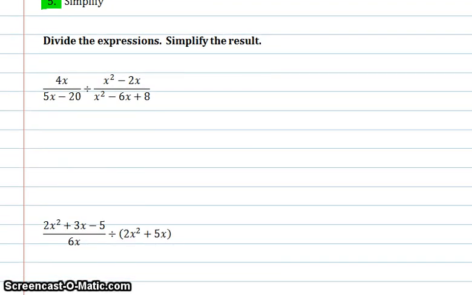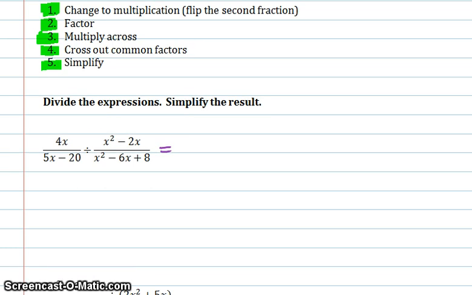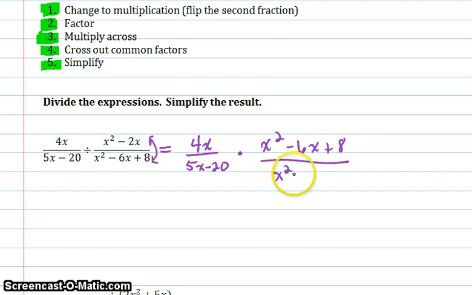So here are some examples. Let's look at these problems. Let's review the steps. Change to a multiplication. So we have 4x over 5x minus 20 times, and we're going to flip this second one, x squared minus 6x plus 8 over x squared minus 2x. So we flip the second one.